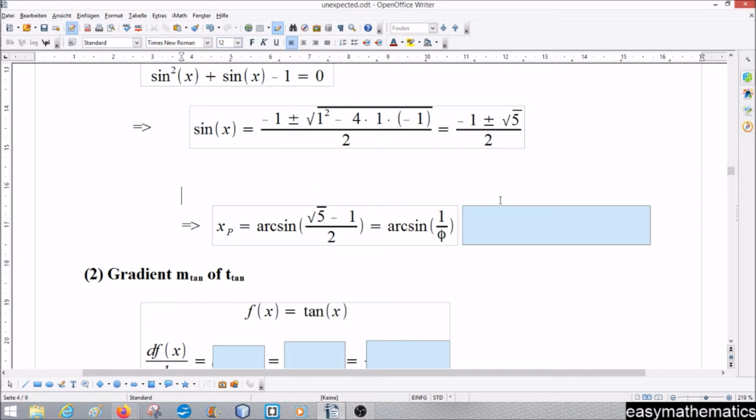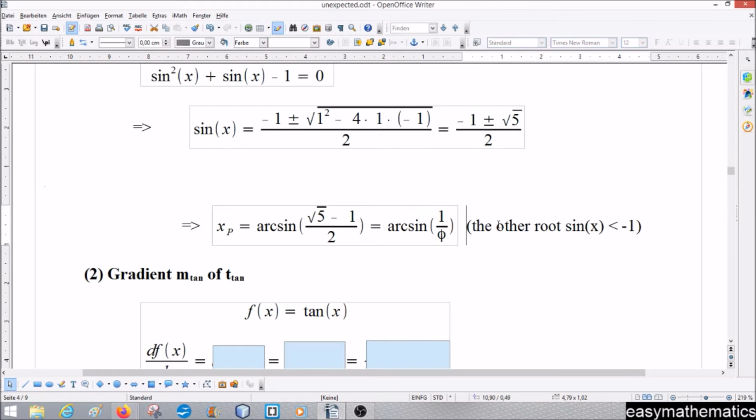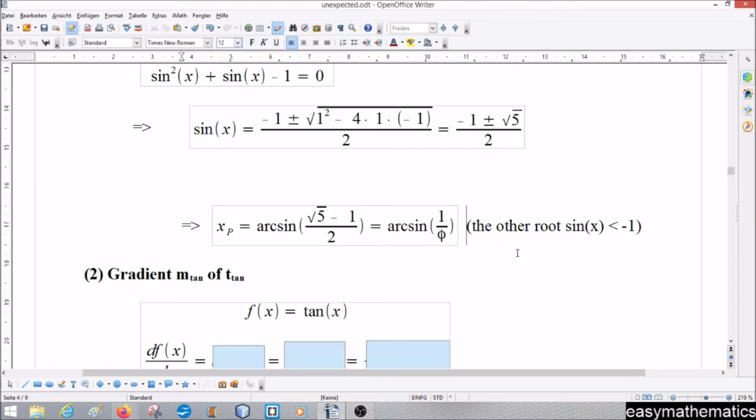What about the minus sign? The other root is sine x less than minus 1, and we know the real sine function is between minus 1 and plus 1. So this is our unique solution as we expected.